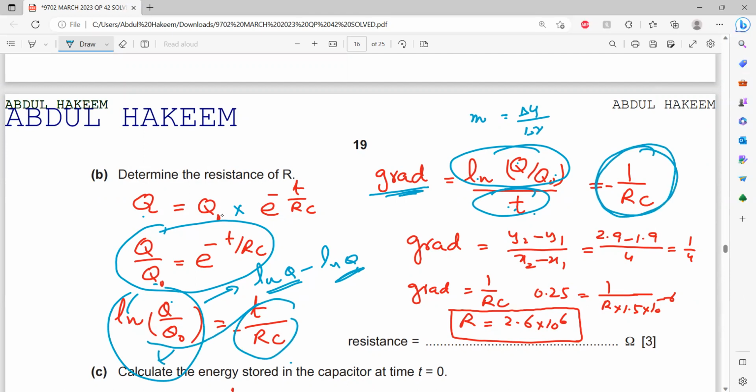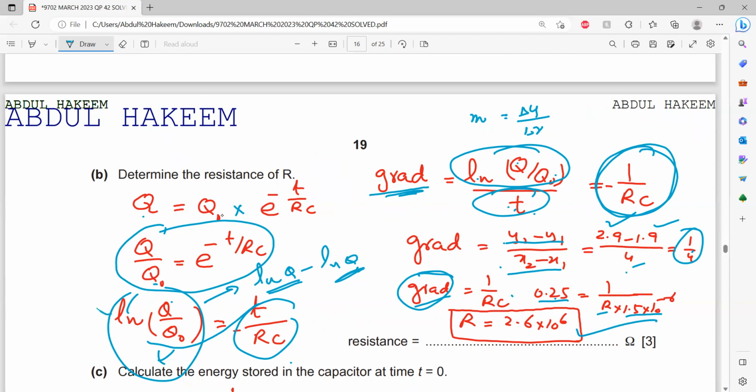So we calculate the gradient first, y2 minus y1 over x2 minus x1, from the graph: 2.9 minus 1.9 over 4, which gives 0.25. So the gradient is 1 over RC, and R is equal to 1 over gradient times C. I just put in the gradient value 0.25, so R is 1 divided by 0.25 times the capacitance you have calculated. So this is the value of R.